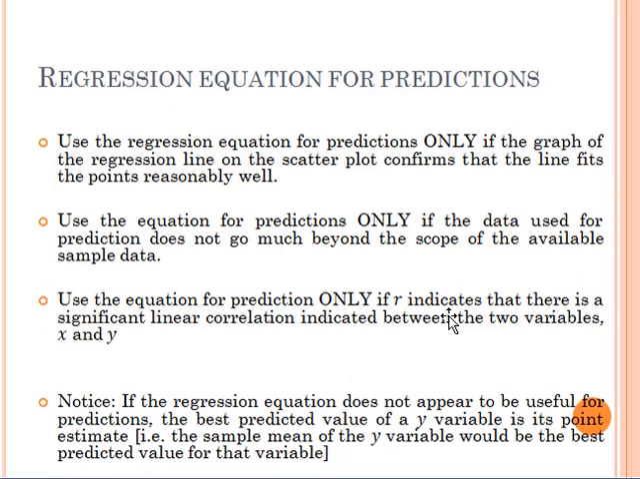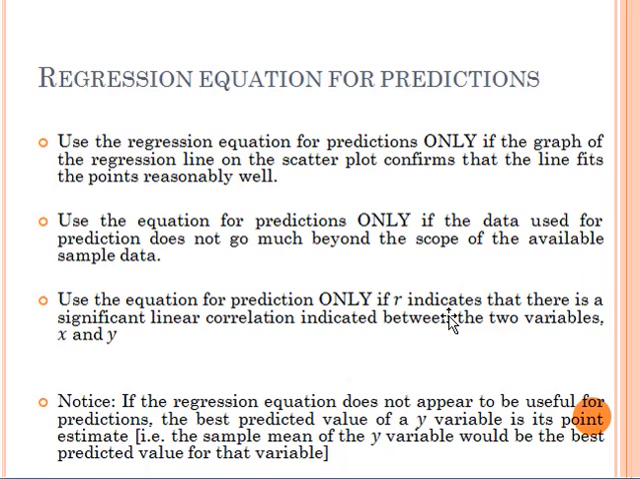Number two, we can use the regression equation for predictions only if the data used for prediction does not go much beyond the scope of the available sample data, right? Number three, we can use the regression equation for predictions if r indicates that there is a significant linear correlation between the two variables x and y. So it is necessary that there is significant linear correlation between the two variables. If there is not enough correlation between these two variables, then we cannot use the regression equation for prediction.